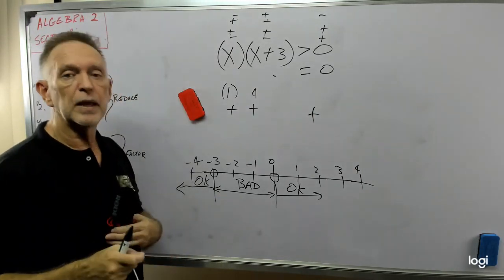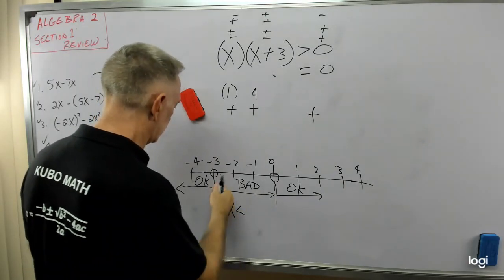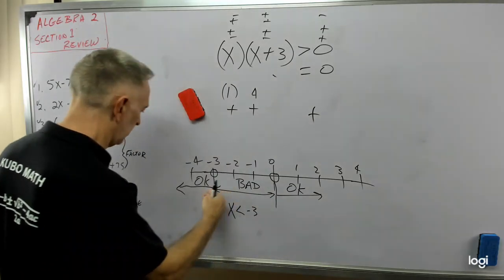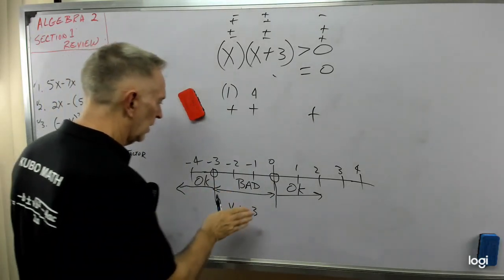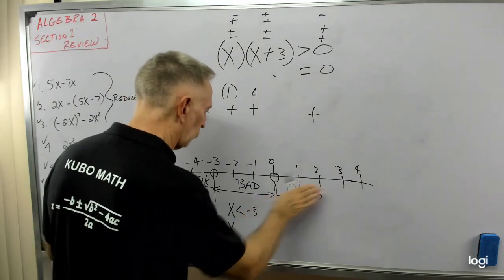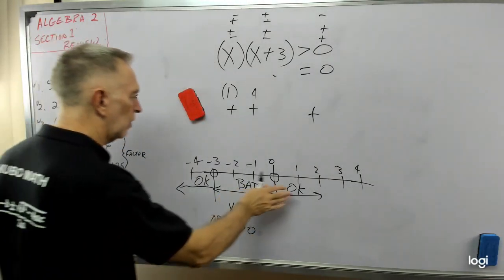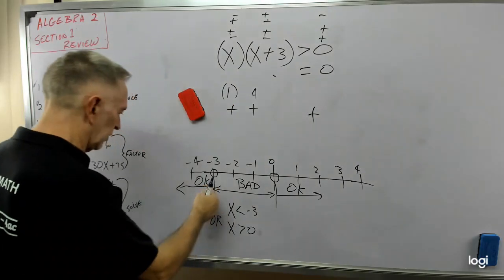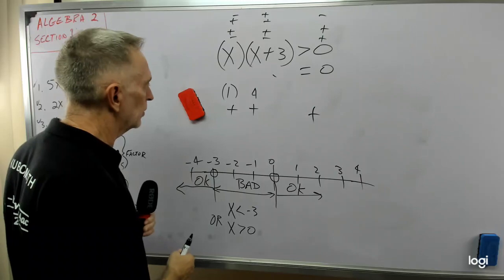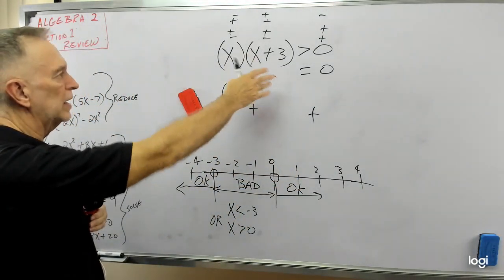So what does that mean for X? Well, X can be less than negative 3. So it can be anywhere down here. X can also be greater than 0. So it can go all the way to infinity. This one can go from less than negative 3 all the way down to infinity also. So those would represent the range of solutions for that inequality.